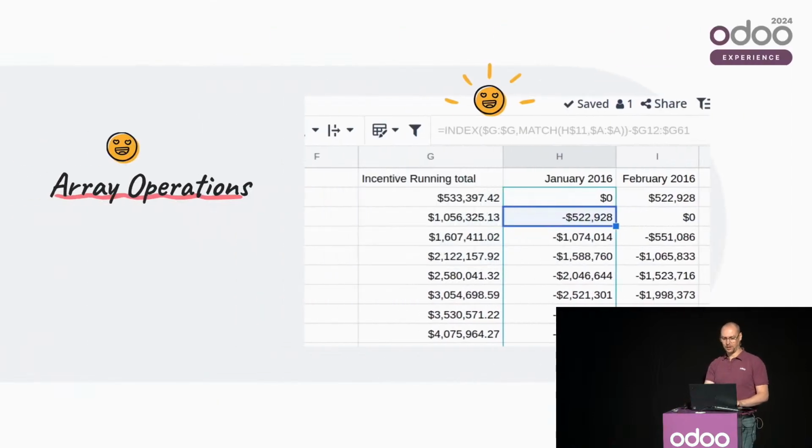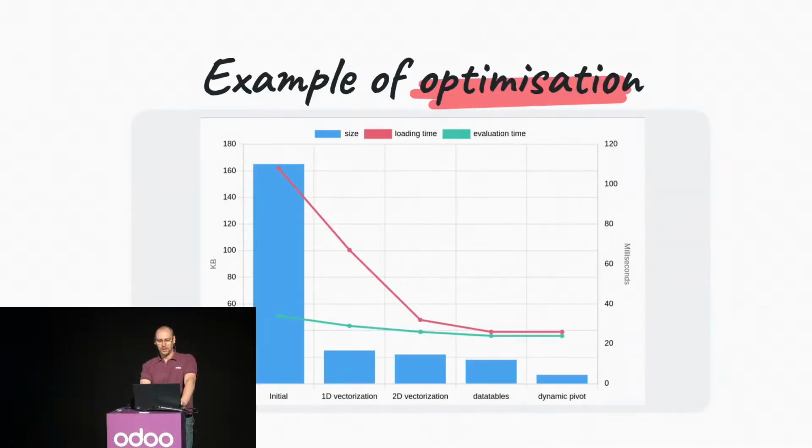So this is array operations, array formula, vectorization if you want, of this spreadsheet that I showed you with my cell and with all the dependencies. If I go through the optimization system that I showed you, transforming all the formulas into 1D and then 2D vectorization, removing the styling and adding a data table instead, and then transforming the static pivot that is in this spreadsheet into a dynamic pivot, I get those numbers.